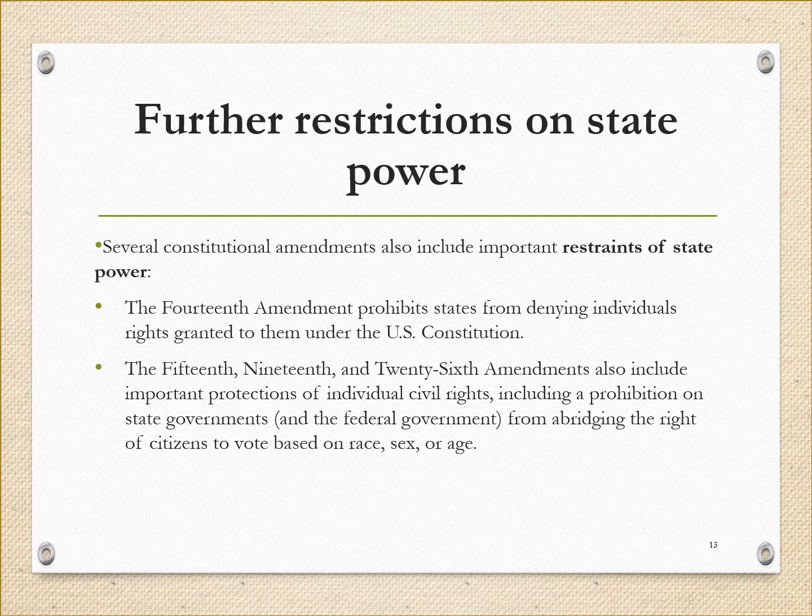Several constitutional amendments also include important restraints on state powers. The 14th Amendment prohibits states from denying individual rights granted to them under the Constitution. The 15th, 19th, and 26th Amendments also include important protections of individual civil rights, including the prohibition on state governments from abridging the right of citizens to vote based on race, sex, or age. So you can see through the amendment process that the federal government can restrict state powers.